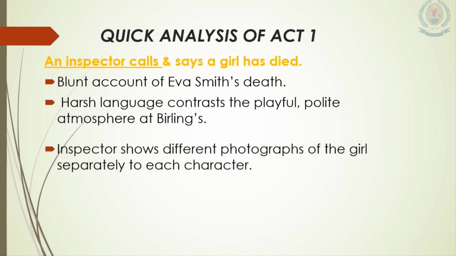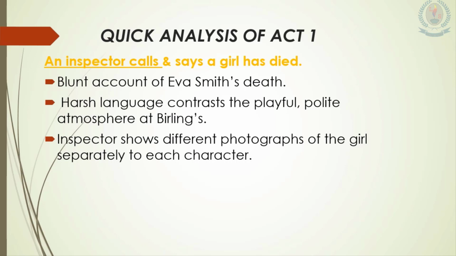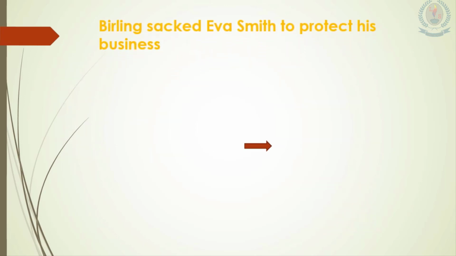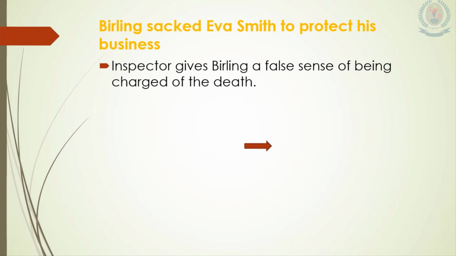So it contrasts. And on the other hand, in the procedure the inspector uses in investigating this case, he shows different photographs of the same person to each character, not the same photograph, right? And the main theme discussed in this incident is family life. Okay, the next important incident here is Birling sacking Eva Smith to protect his business. So we see that the way the inspector asks questions gives Birling a false sense of being charged with the death, to make him responsible.